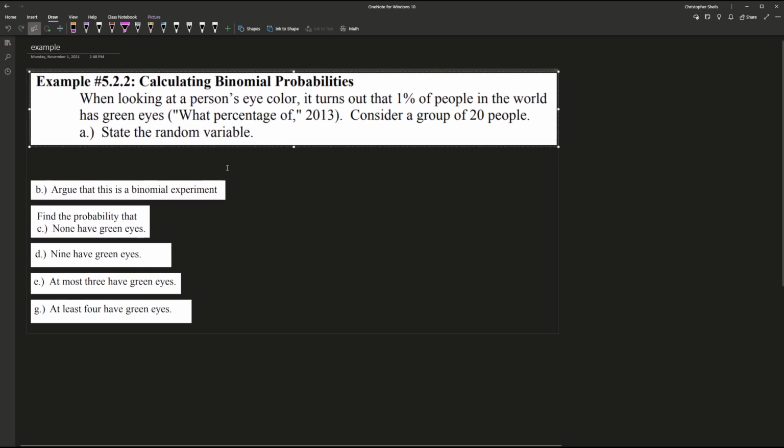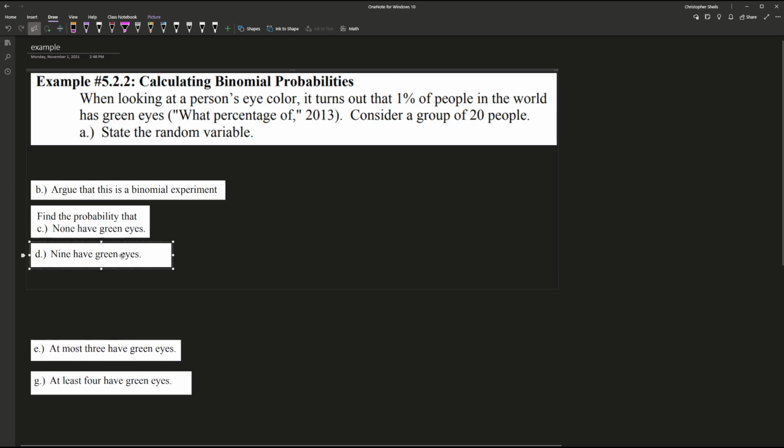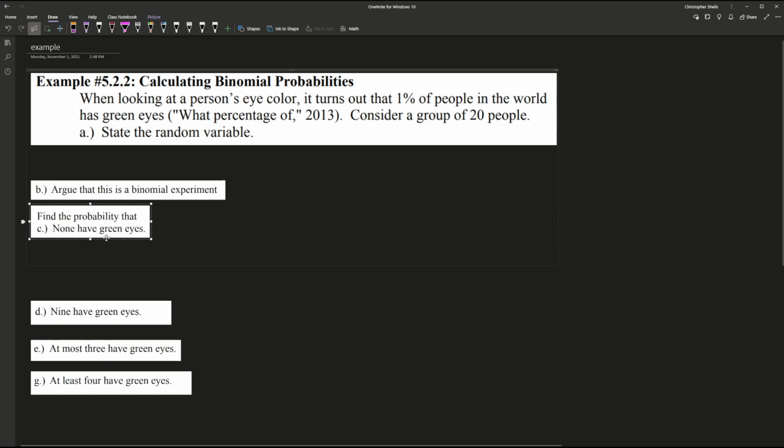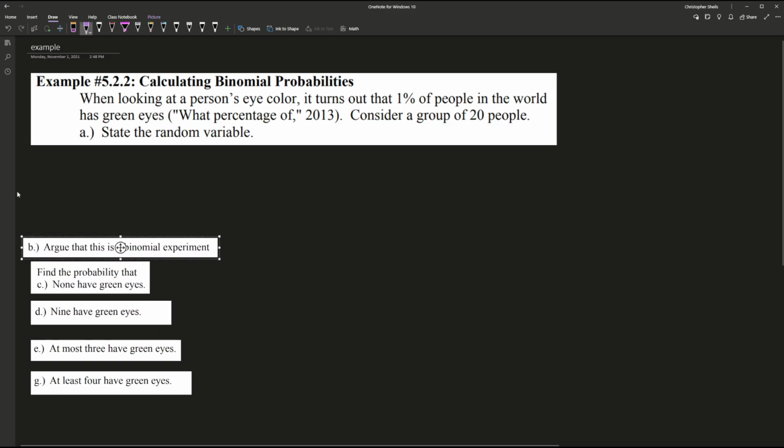When looking at a person's eye color, it turns out that 1% of the people in the world have green eyes. Consider a group of 20 people. The first thing we're going to do here is state the random variable. The random variable here is going to be the number of people who have green eyes.